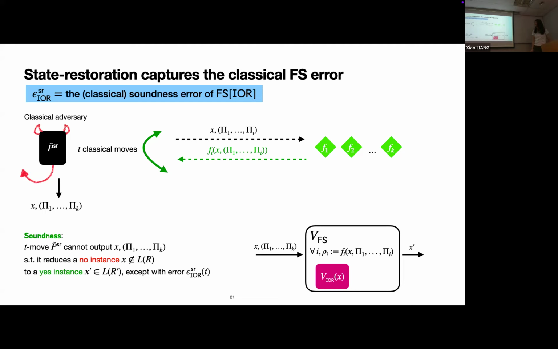Then what do you mean by T classical moves? This is related to the query complexity. It's something that the Fiat-Shamir error depends on. It's the number of queries I perform before I output the final result. But it could also make zero queries to some oracle. That's possible. Yes.